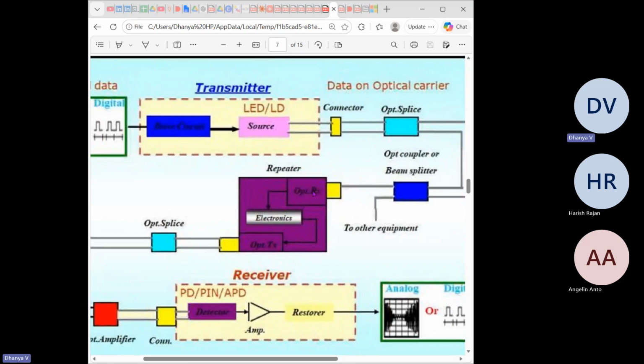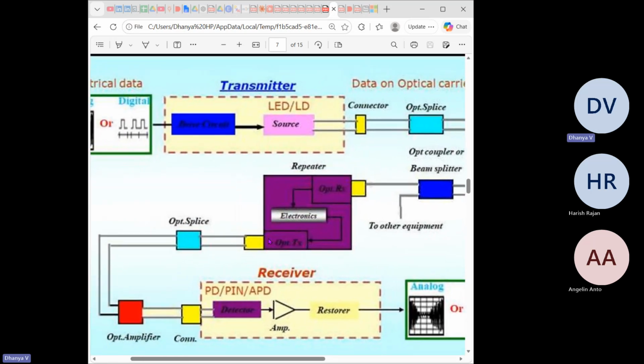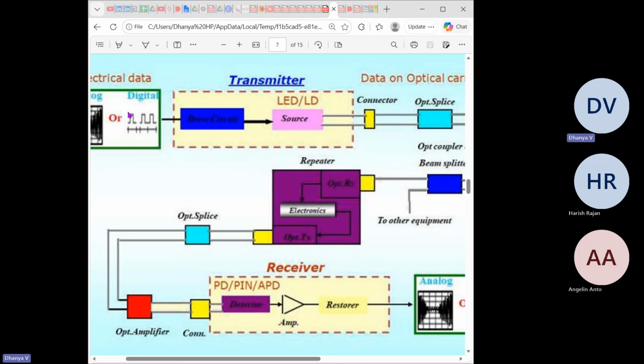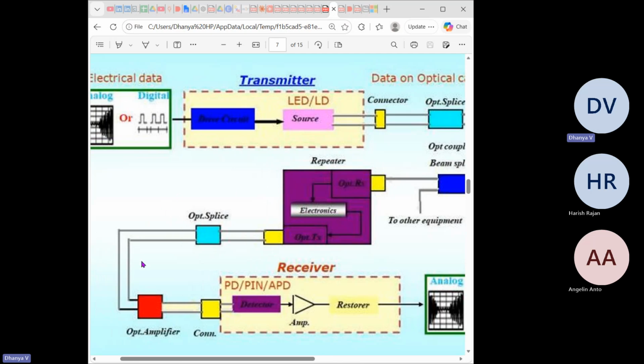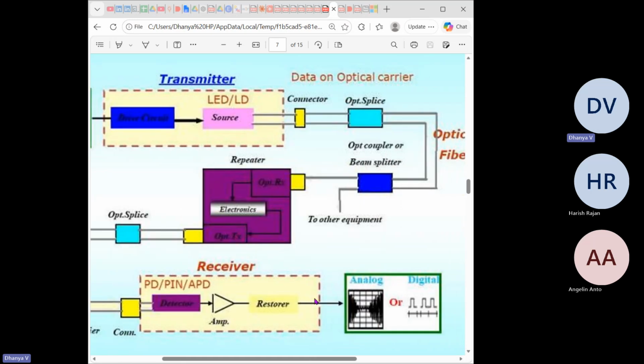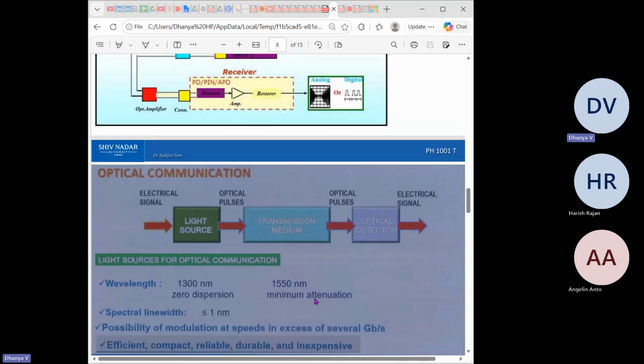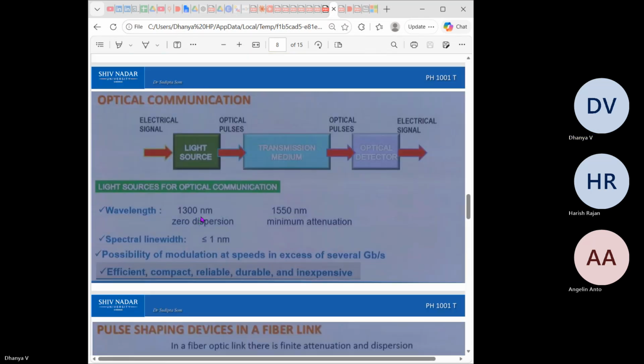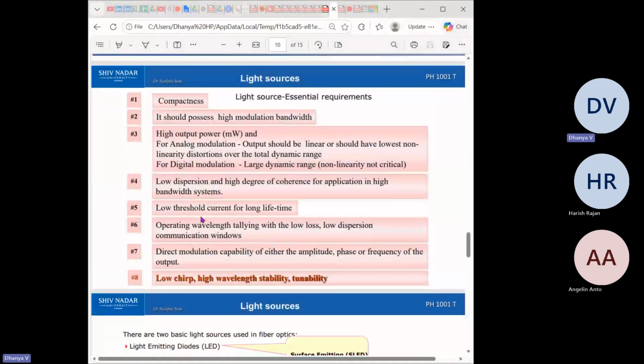So your receiver and your transmitter, you have all of those. At the end of the day, you're converting your digital signal back to analog with the help of your detector, amplifier, and your restorer. This is your receiver part. So with the help of it, you're converting digital to analog form. That's all. This is something you can know as points. You could be asked.